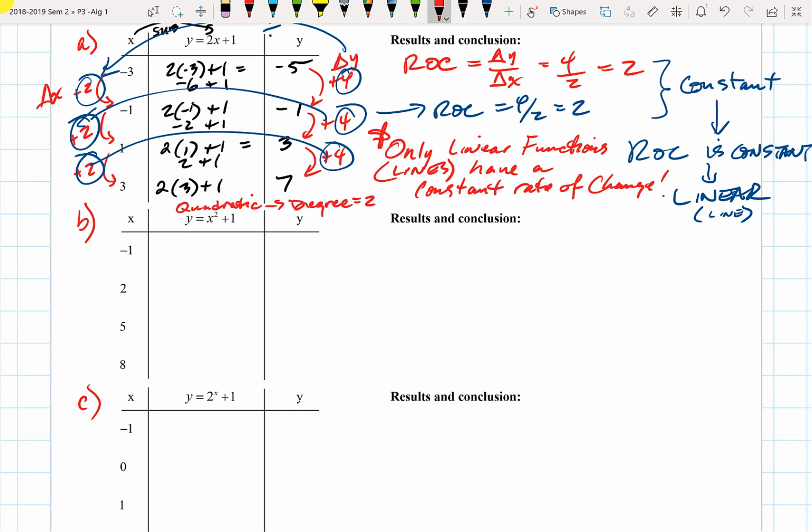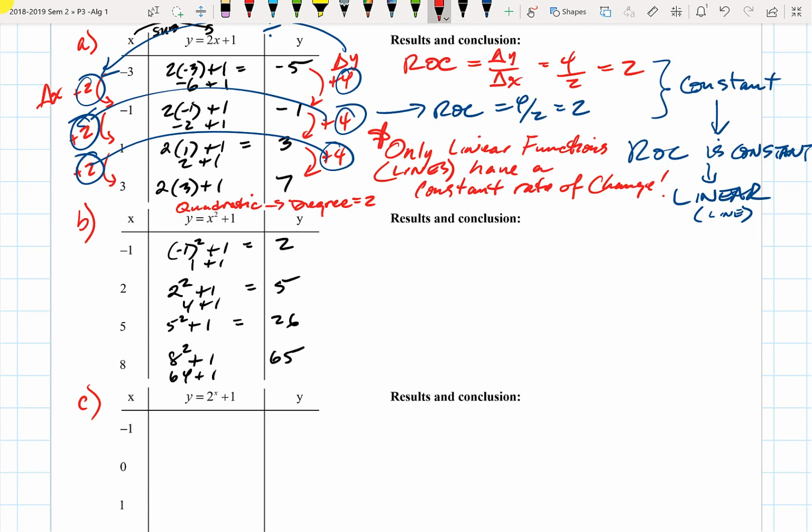So here we go. Let's analyze it. We have to substitute negative 1 in. Negative 1 squared plus 1 is 1 plus 1, or 2. 2 squared plus 1 is 4 plus 1, or 5. 5 squared plus 1 is 25 plus 1, or 26. 8 squared plus 1 is 64 plus 1, or 65.